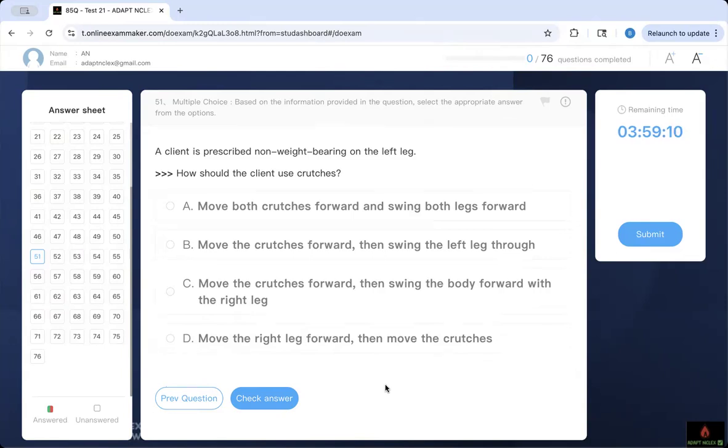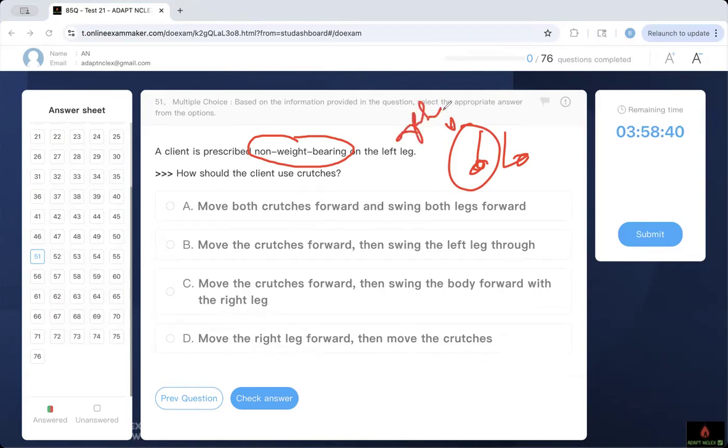How should the client use crutches? A client is prescribed non-weight bearing on the left leg. That is very, very important. This is not normal crutch use. This is non-weight bearing. That means if you have two legs, one of them cannot touch the ground. You cannot even toe touch. It has to be above the ground. It's like you have an amputation. So think about it like somebody with a left leg amputation. How are they going to use the crutches?